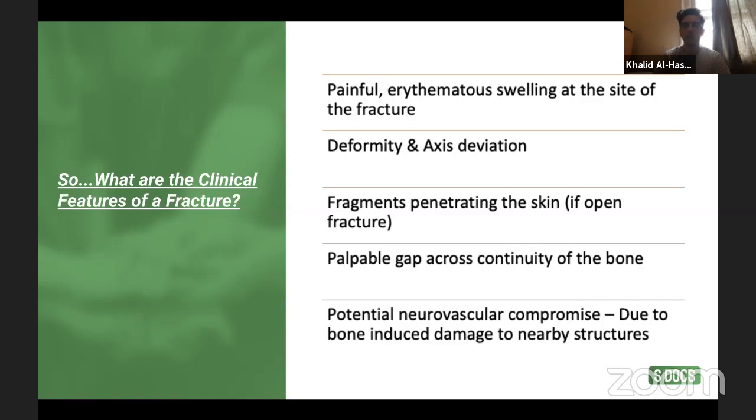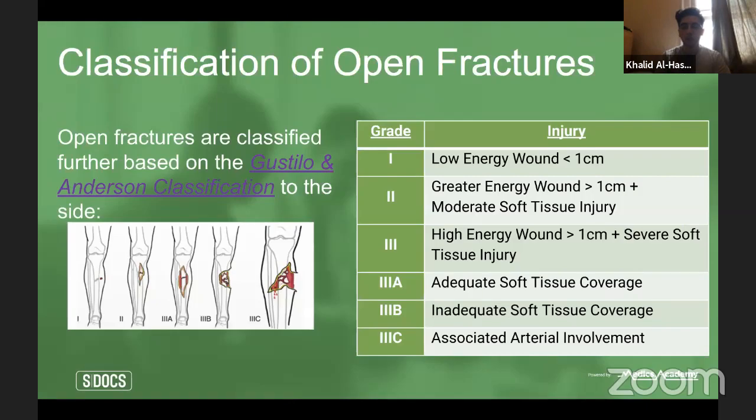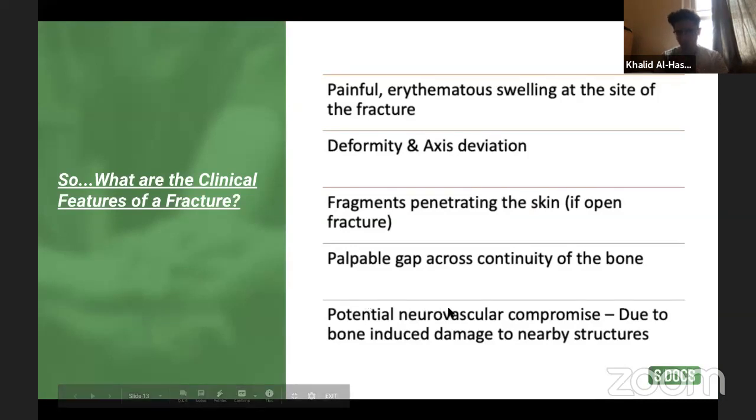And potential neurovascular compromise. If there are nearby structures, such as an artery, a vein, or a nerve, there is a chance that a fracture may cause neurovascular compromise. And this is when things are a little bit more serious. Going back to the Gustilo and Anderson classification, associated arterial involvement comes under the umbrella of neurovascular compromise, and therefore is something that we need to be a little bit more mindful of.